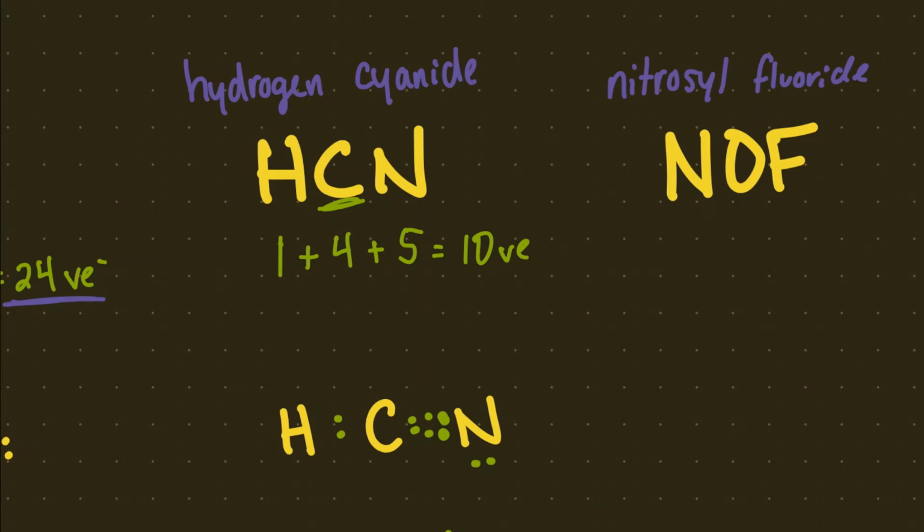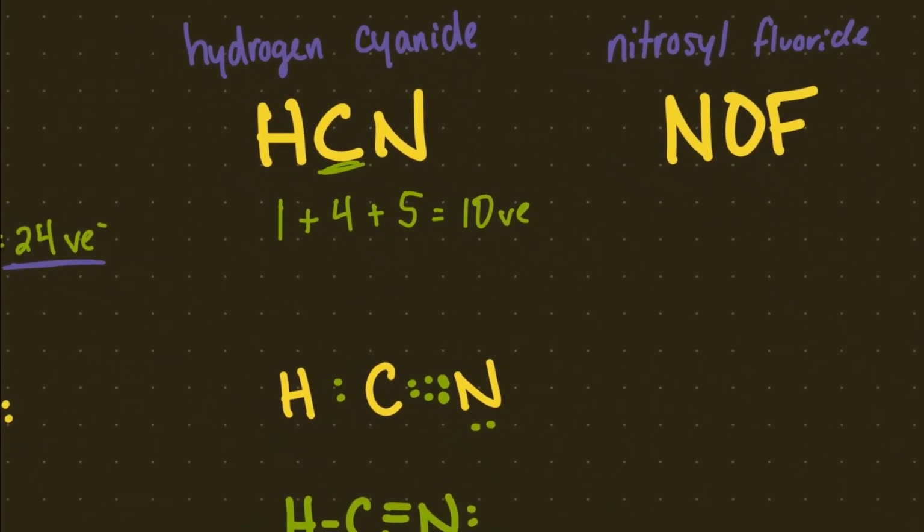compound here, nitrosyl fluoride, NOF. First, we need to count up our valence electrons. That's 5 from the nitrogen, 6 from the oxygen, and 7 from the fluorine. So that's 11 plus 7 is 18. 18 total valence electrons here.